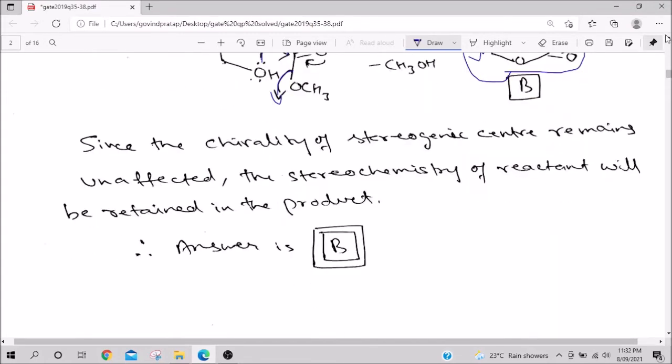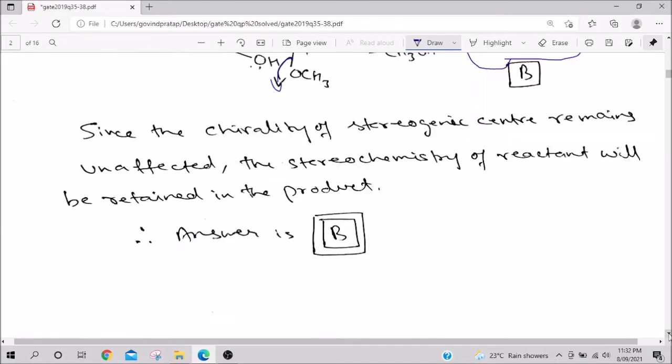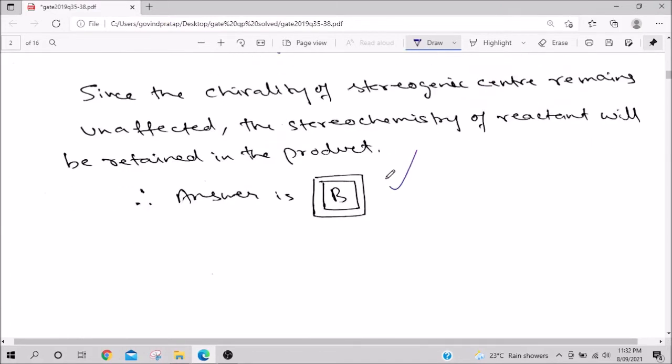An important thing is the stereochemistry. See, we did not touch the stereochemistry at all at this center. So, that is retained and therefore, the answer is B. So, it was quite a simple question. Moving on to the next question.